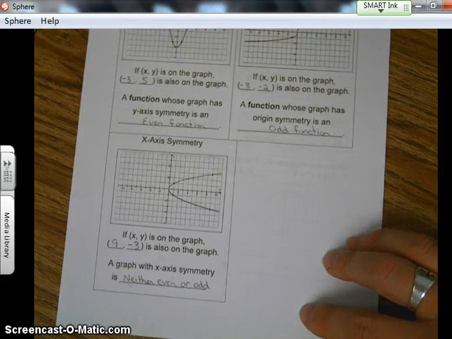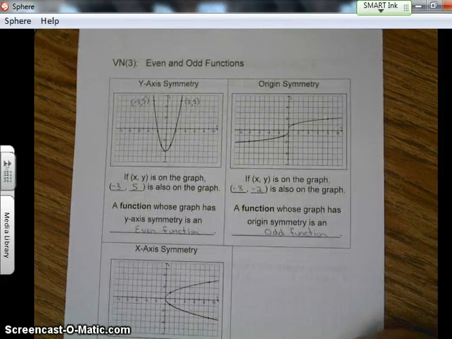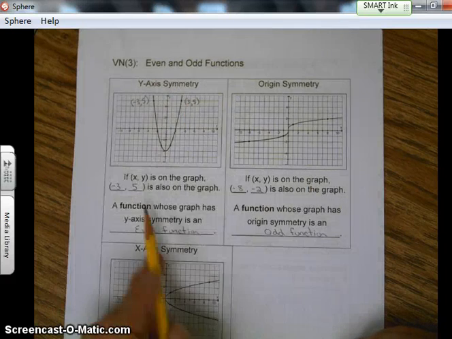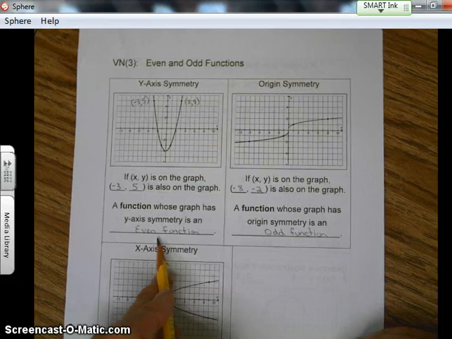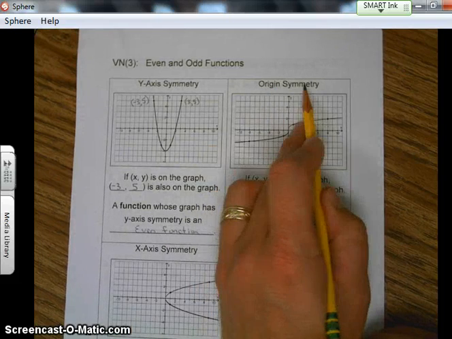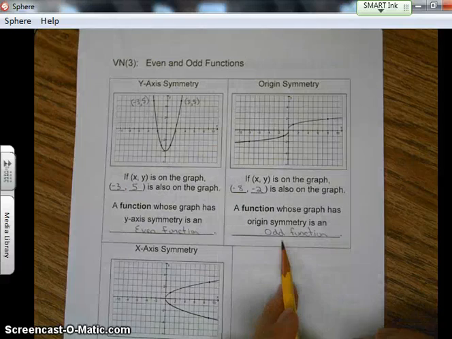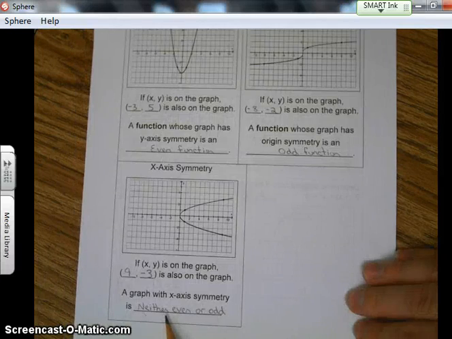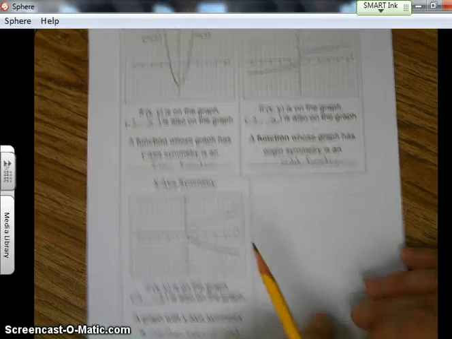The most important thing to keep in mind here on this page: if it has y-axis symmetry, it's an even function. And if you have origin symmetry, then you have an odd function. Everything else would be neither even nor odd. Okay, turn the page.